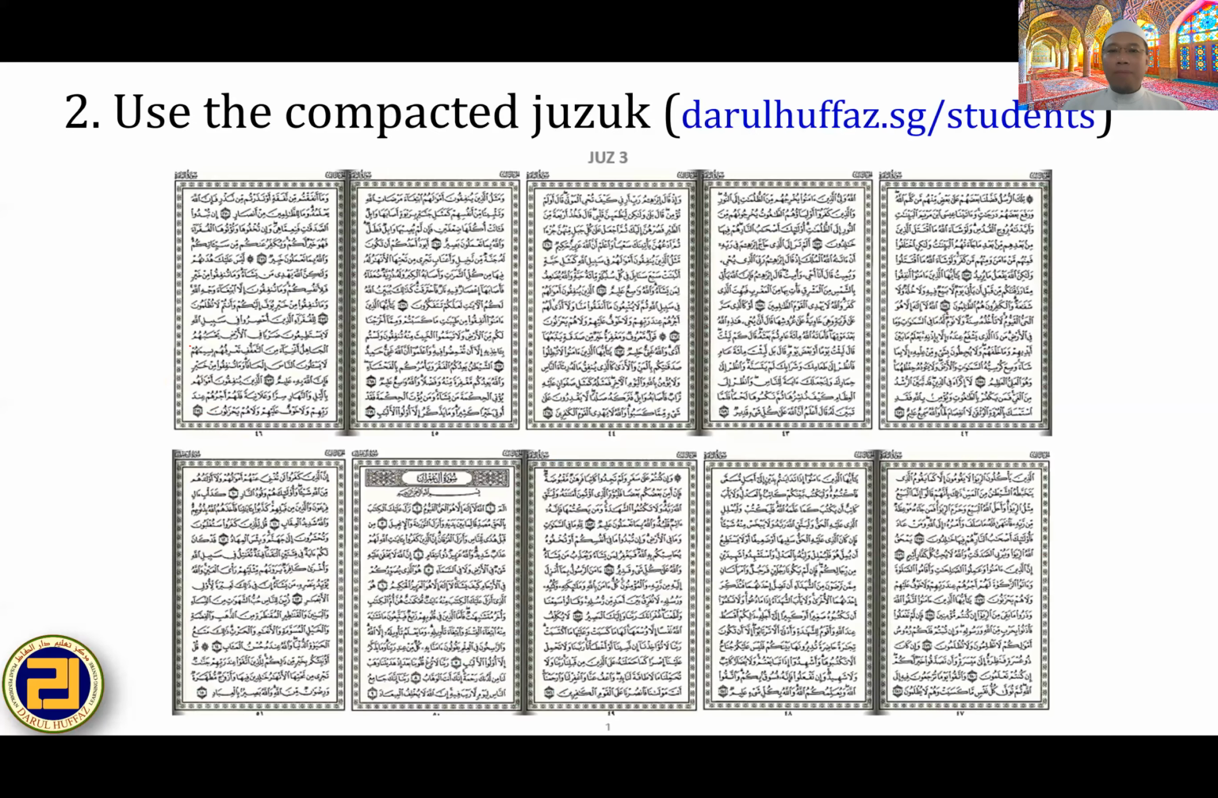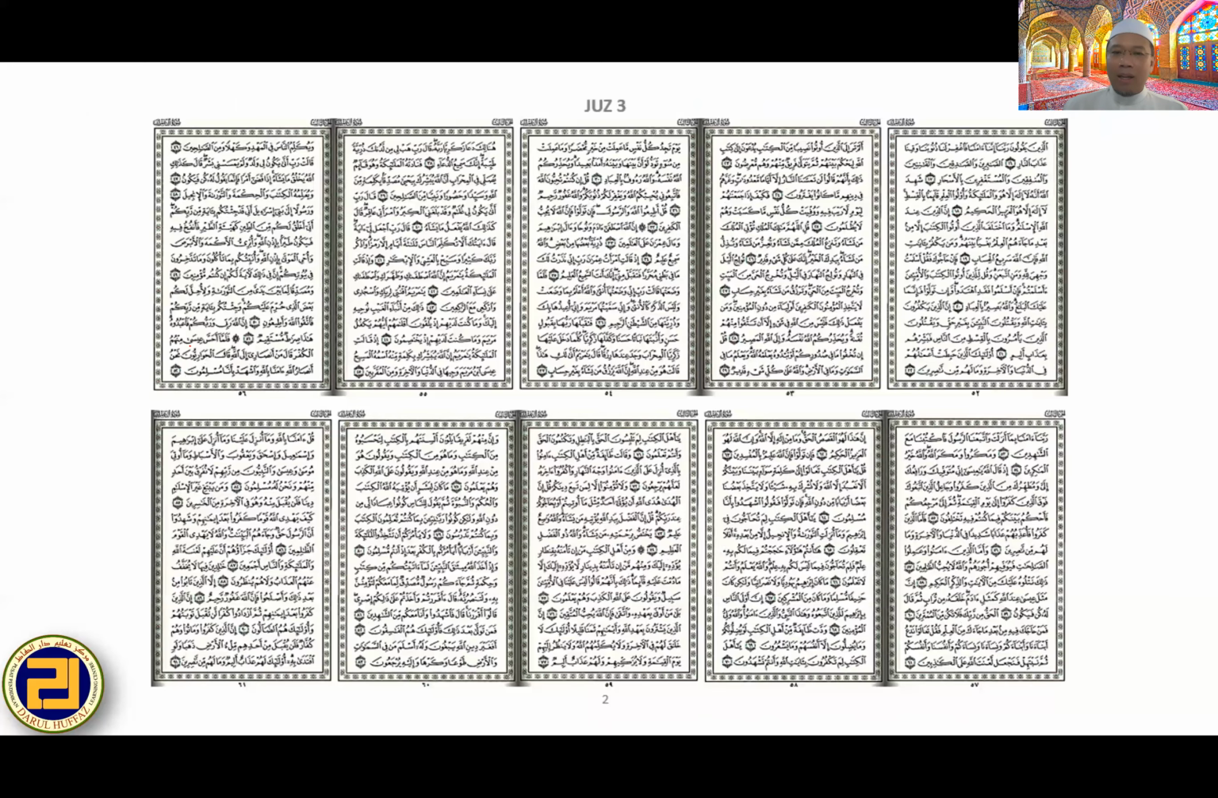The second step is to use the compacted juzu. Again, you can only find this on the Darul Huffaz webpage, uniquely created by Darul Huffaz. Now, this compacted juzu has 2 pages. This is page 1 and then another page 2.